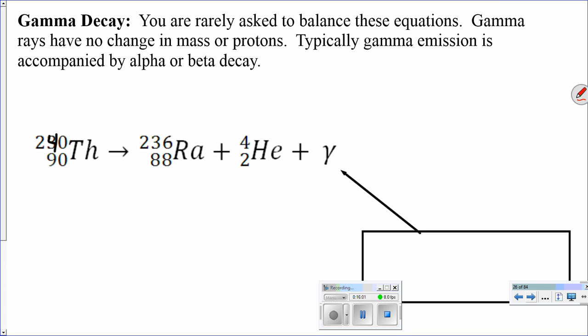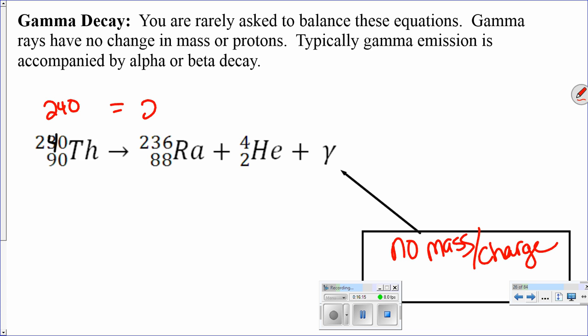No work to be done for gamma radiation. Because gamma radiation has no mass, no charge, no protons, you're going to notice that these balance out. So this is 240 for your mass on top equals 236 plus 4. Those balance out. 90 equals 88 plus 2. Those balance out. Gamma radiation does not affect the identity of your species at the end or the mass or anything like that. And in this case, it's actually just accompanying an alpha particle being emitted.